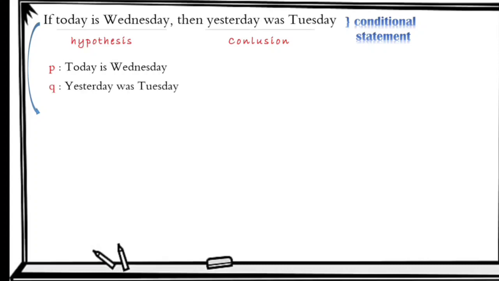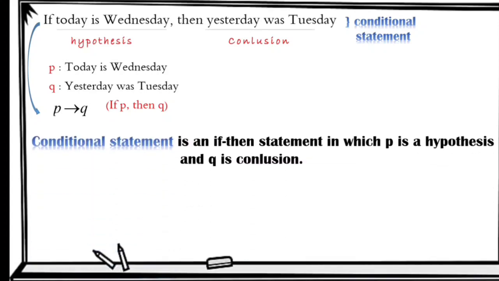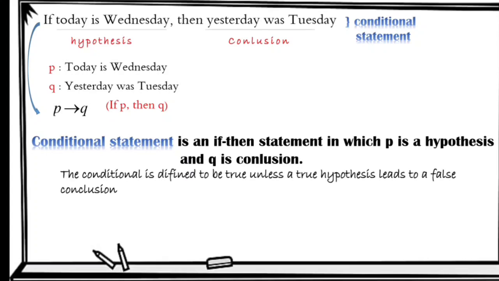We can denote the conditional statement like this. The symbols can be read as "if P then Q." So, from what I said before, we can conclude that a conditional statement is an "if P then Q" statement, in which the P part is the hypothesis and the Q part is the conclusion. The conditional is defined to be true unless a true hypothesis leads to a false conclusion.